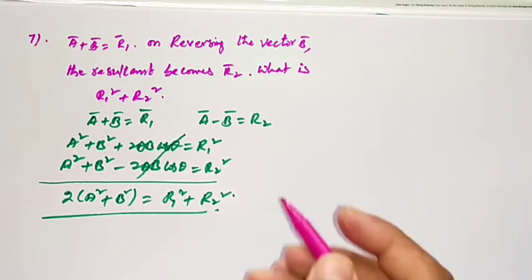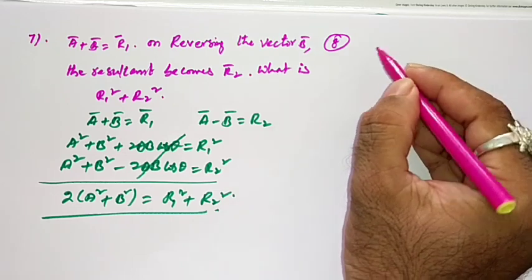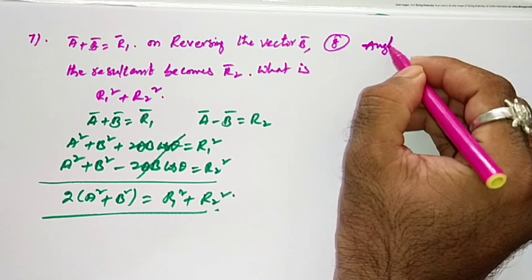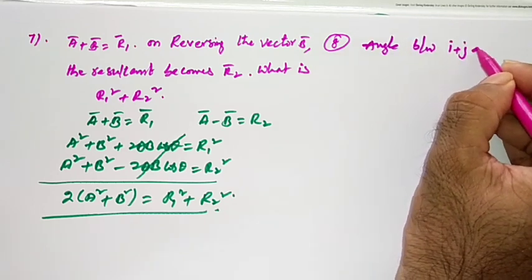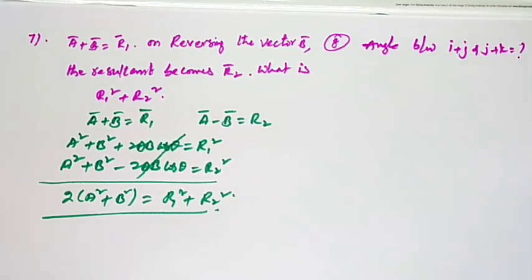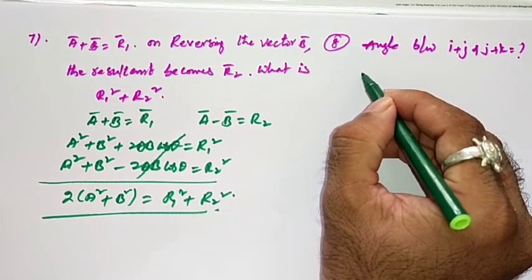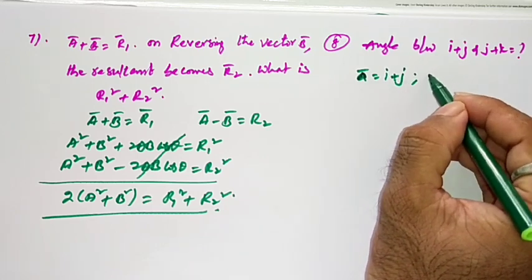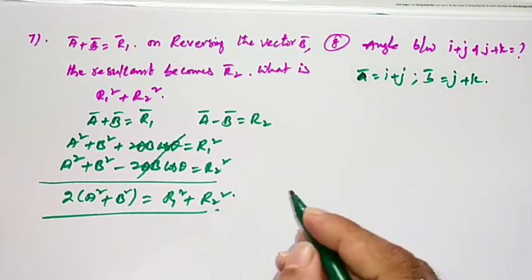Right, now let us see the next question, question number 8. That is the angle between vectors I plus j and j plus k, how much? That is the question. So we need to calculate the angle between two vectors. Let us take vector A as I plus j and vector B as j plus k. I want to calculate the angle between them.